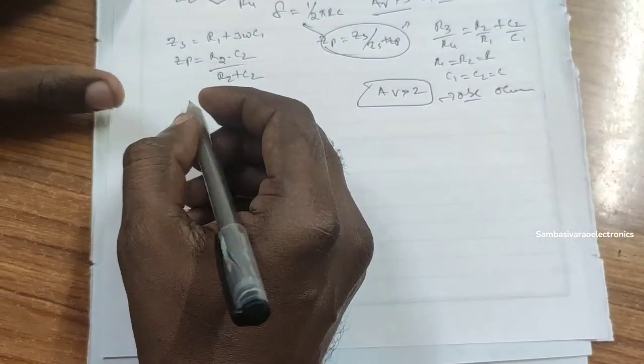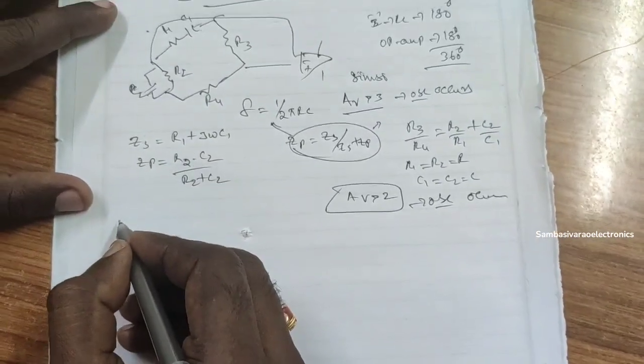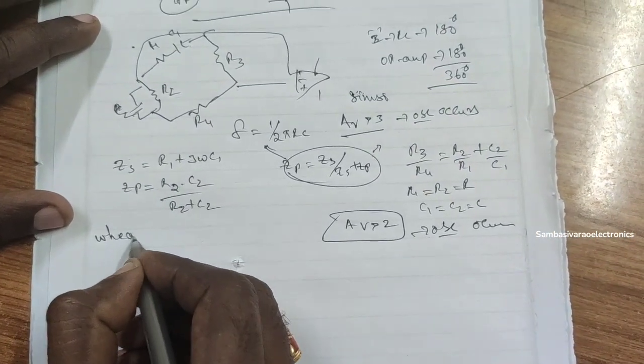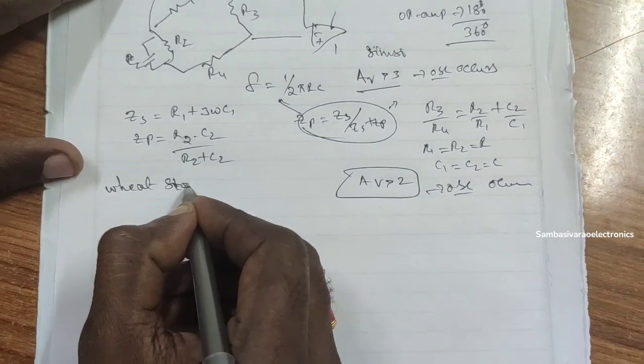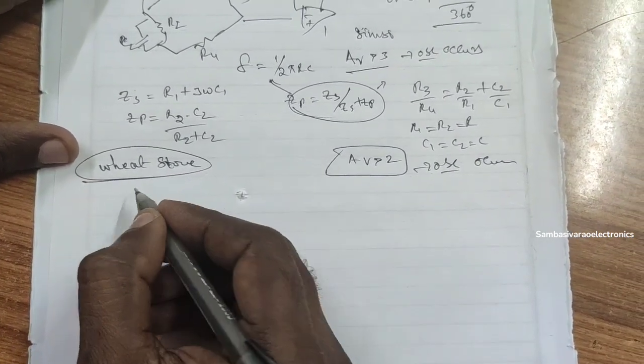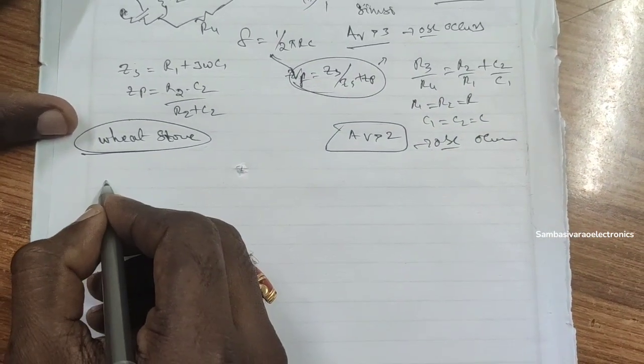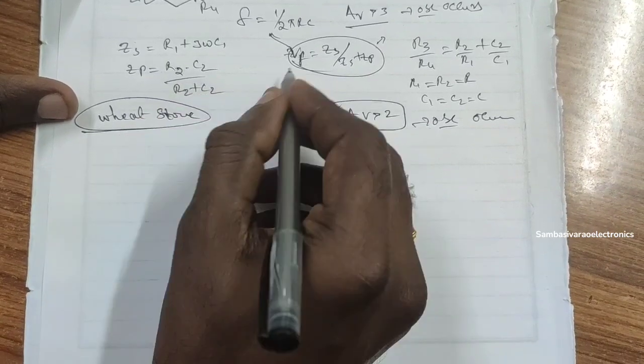Okay. Another one is in the Wien bridge oscillator. It is also known as Maxwell's bridge, famous. It is also known as Wheatstone bridge network also. The feedback is used to measure the output voltage.